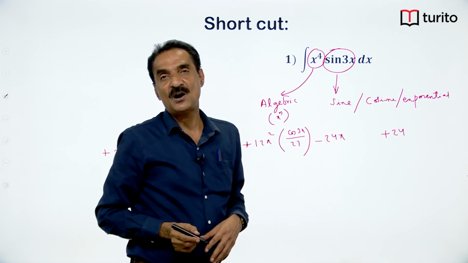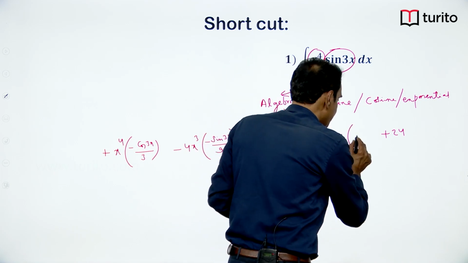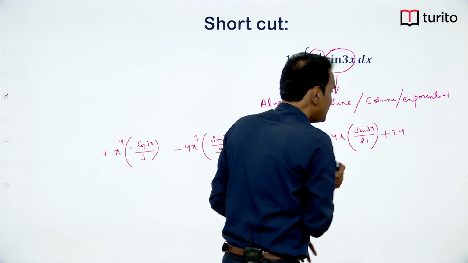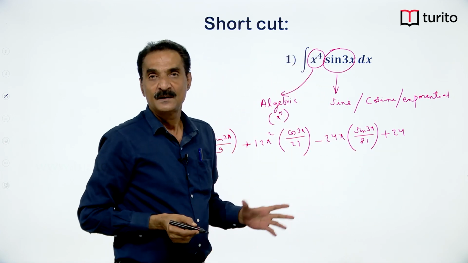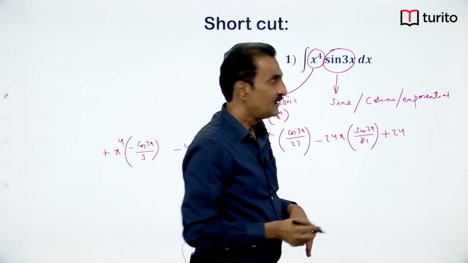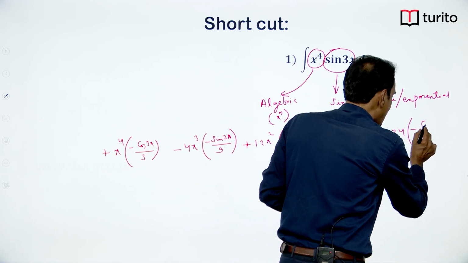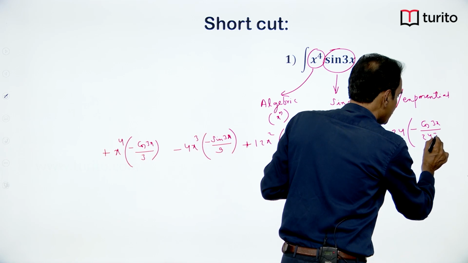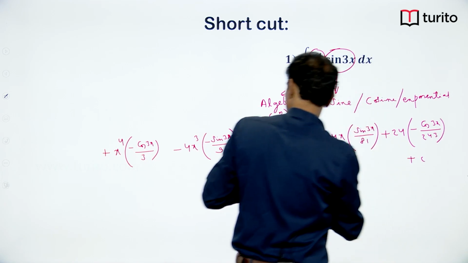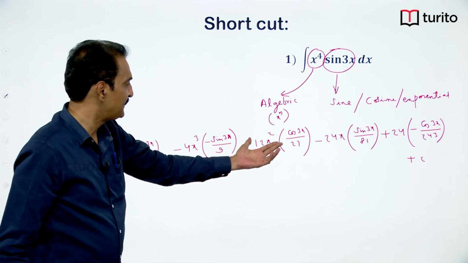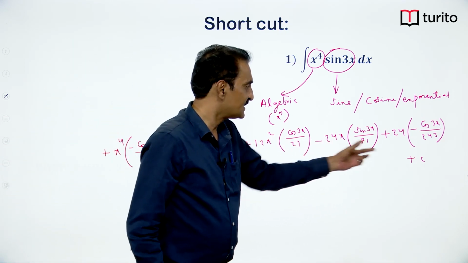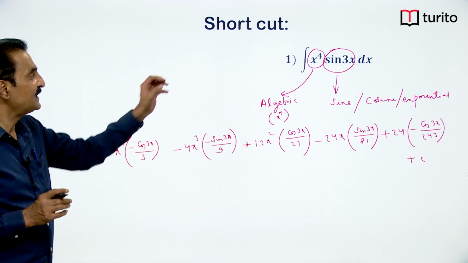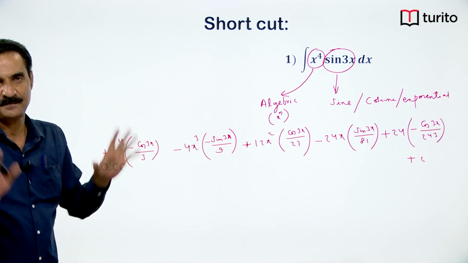Again integrating cos 3x by 27, you will get sine 3x by 81. Again integrating sine 3x by 81, you will get minus cos 3x by 243. That is all. This is the integral of that. You can simplify, you can cancel the common factors, minus into plus is minus. Now you simplify. This is the method of writing the integral of x power 4 sine 3x in one step.